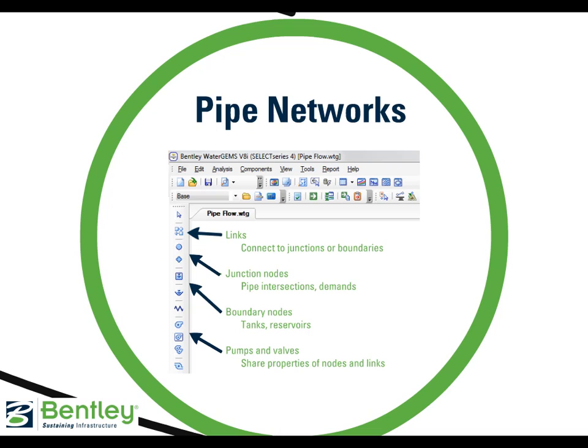A model must contain at least one boundary node for the hydraulic grade lines and pressures to be calculated. Pumps and valves share properties of both nodes and links. They occupy a single point in space and also are nodes where head changes can occur.